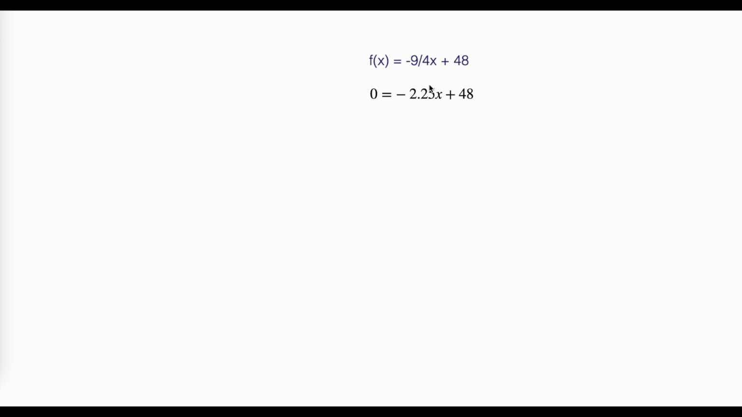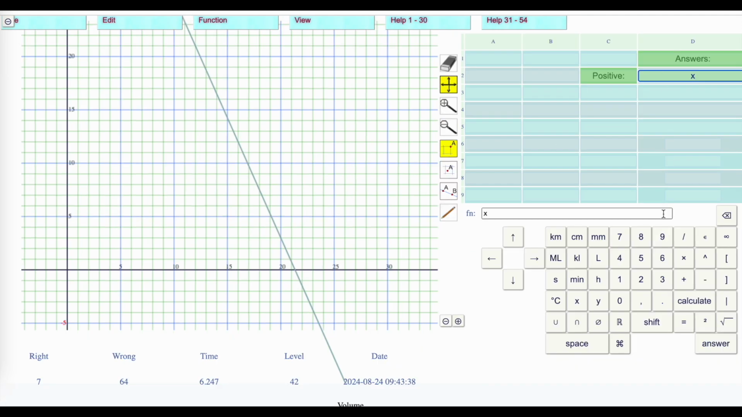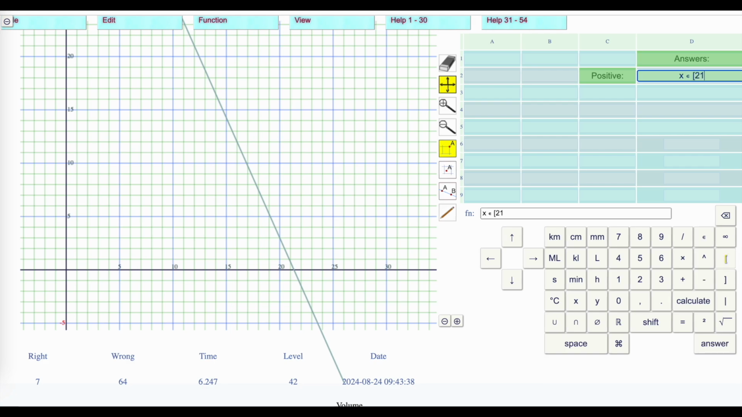Negative 9 divided by 4 is negative 2.25, so negative 2.25x plus 48. I want to get rid of that 48, so I subtract 48 from both sides. That gives me negative 48 is equal to negative 2.25x. Divide both sides by negative 2.25 because it's multiplying the x. That gives us positive 21.3 repeating. X is a member of from 21.3 repeating to infinity, and then we put the excepto bracket around that. This is where it is negative. We press answer to see if we are right.